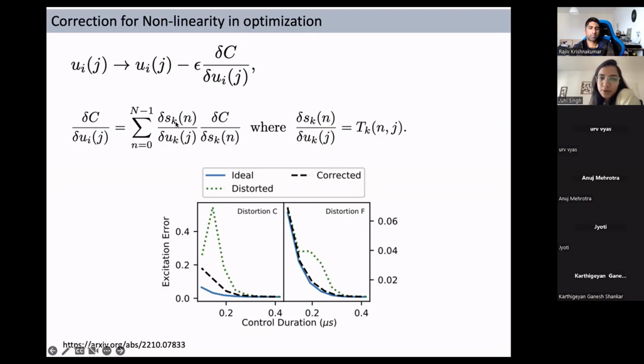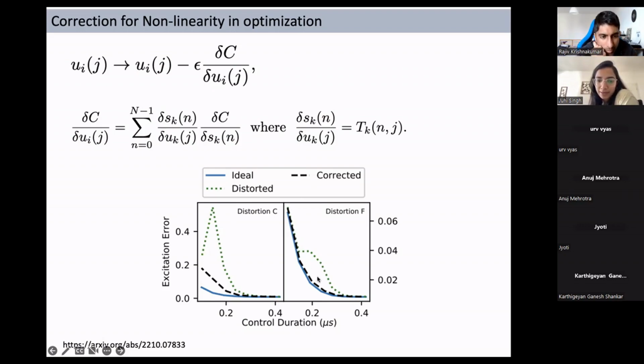So the gradient of the new pulse with respect to the old pulse, and then the gradient of the control with respect to the new pulse. So it's just a product rule. Ideally, it would have been just this thing, but now our pulses are changing, so we have to take the gradient with respect to the new pulses also. And where this gradient was just our transfer function. So it's this Jacobian that you can calculate. And then we use this new gradient in our optimization, and we were able to do the correction.